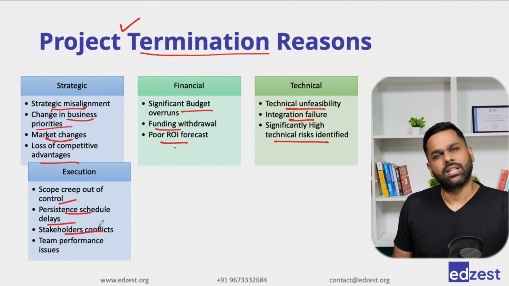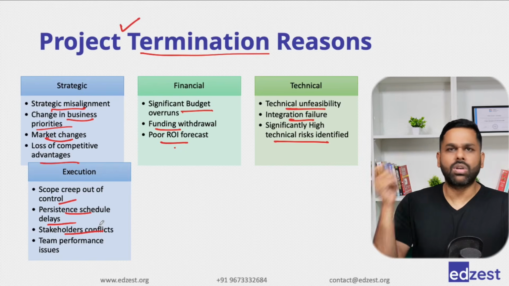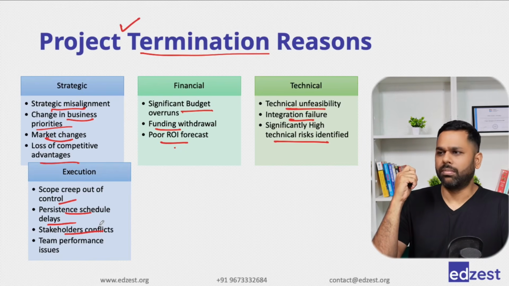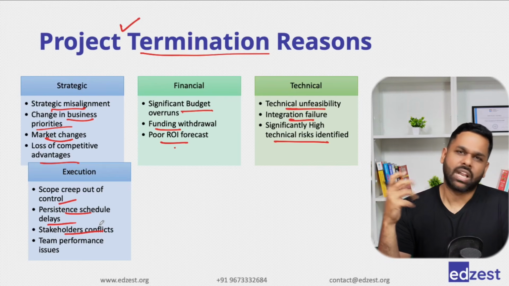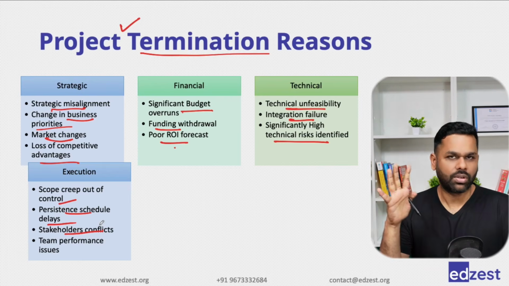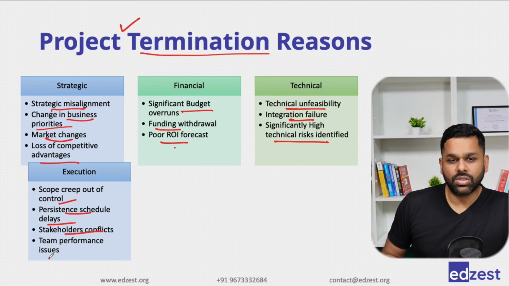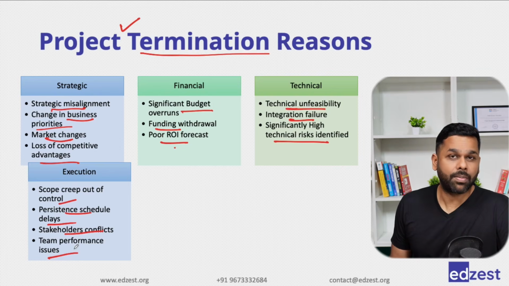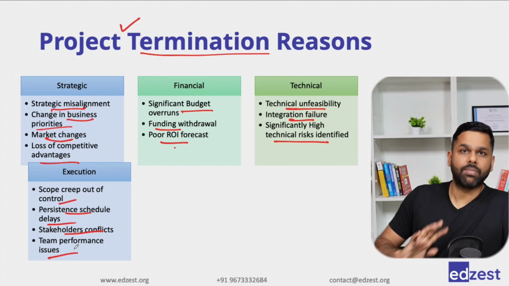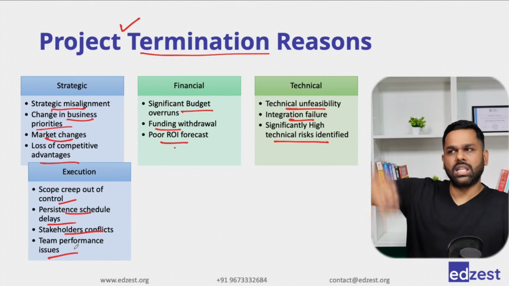Stakeholder conflicts. Some key stakeholders having conflict about their expectations, whatever they are thinking about from the project perspective. They are having a lot of conflicts, so we may have to close the project there. Team performance issues. The team is not performing well. Significantly bad performance. So we may have to decide that we may do this project with some other team. This project is closed.